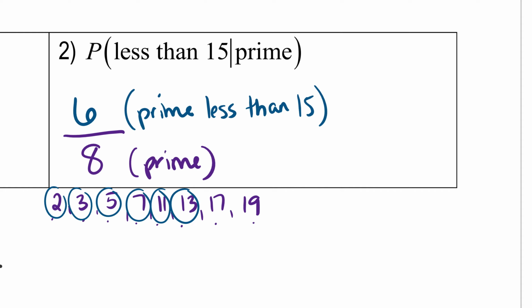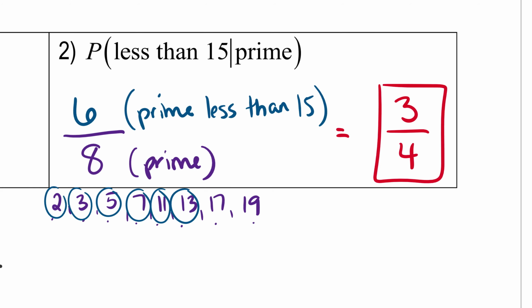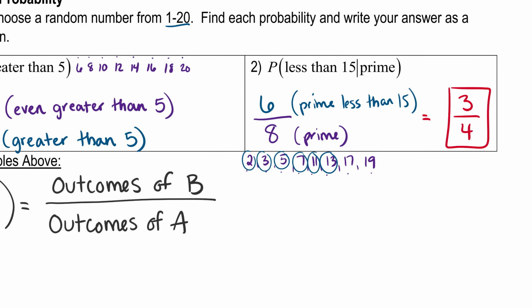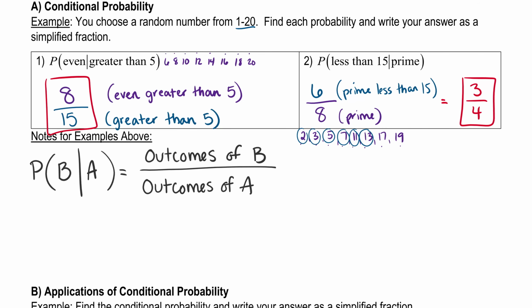Okay, so that's where those numbers come from, and I can reduce this fraction, 6 over 8, I can divide by 2 on each, and I would end up getting 3 over 4. And that would be my answer. Okay, so that's how I do conditional probability. It's the probability of a second event, given a first one has already happened. That's why it's the B given A. So you find A, then out of those find B.